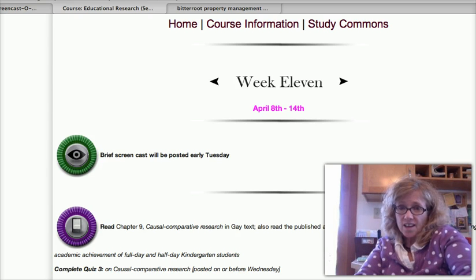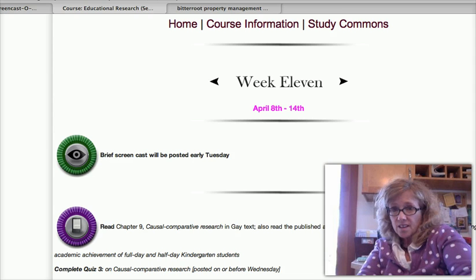enjoy reading it. And again, this evening I'll post for you an application assignment that will serve as quiz 3 that includes features of causal comparative designs.